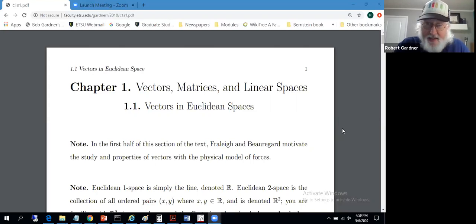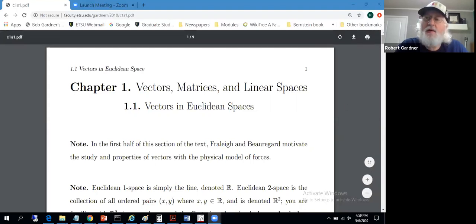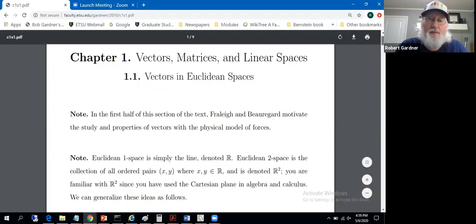Today we're going to start vectors, matrices, and linear systems. We're going to look at some real introductory concepts concerning vectors. Over the next few months, presumably, we'll see vectors take on lots of different forms. The primary form that we're about to introduce is vectors in Euclidean space.